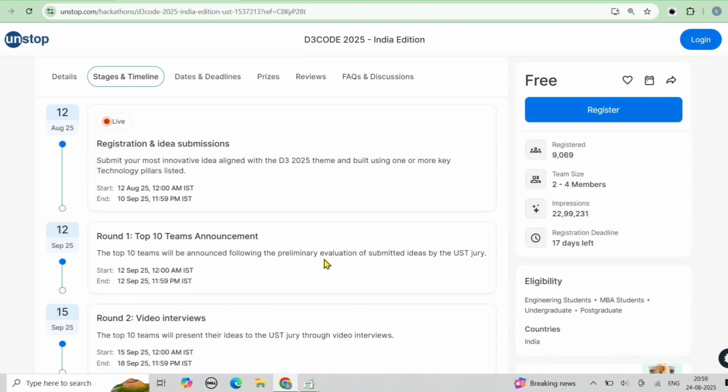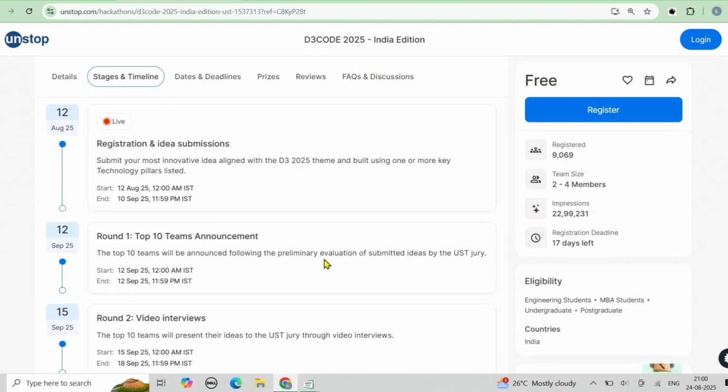And next we have the idea evaluation and shortlisting round. This round will be held from September 11th to September 18th. The jury will be evaluating all the ideas submitted by the teams, and from here the top 10 teams will get shortlisted. These teams will then move to the video presentation round, where, based on the videos, the finalist teams will be selected to move ahead.